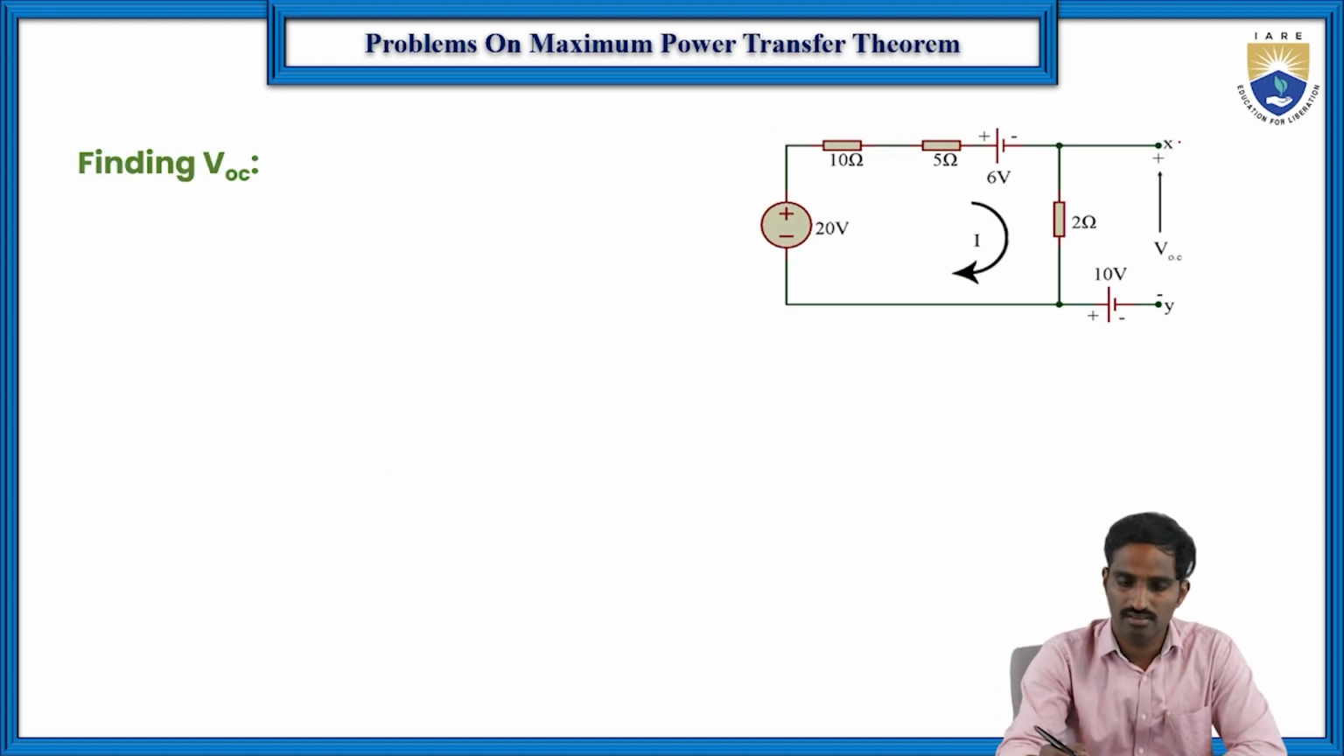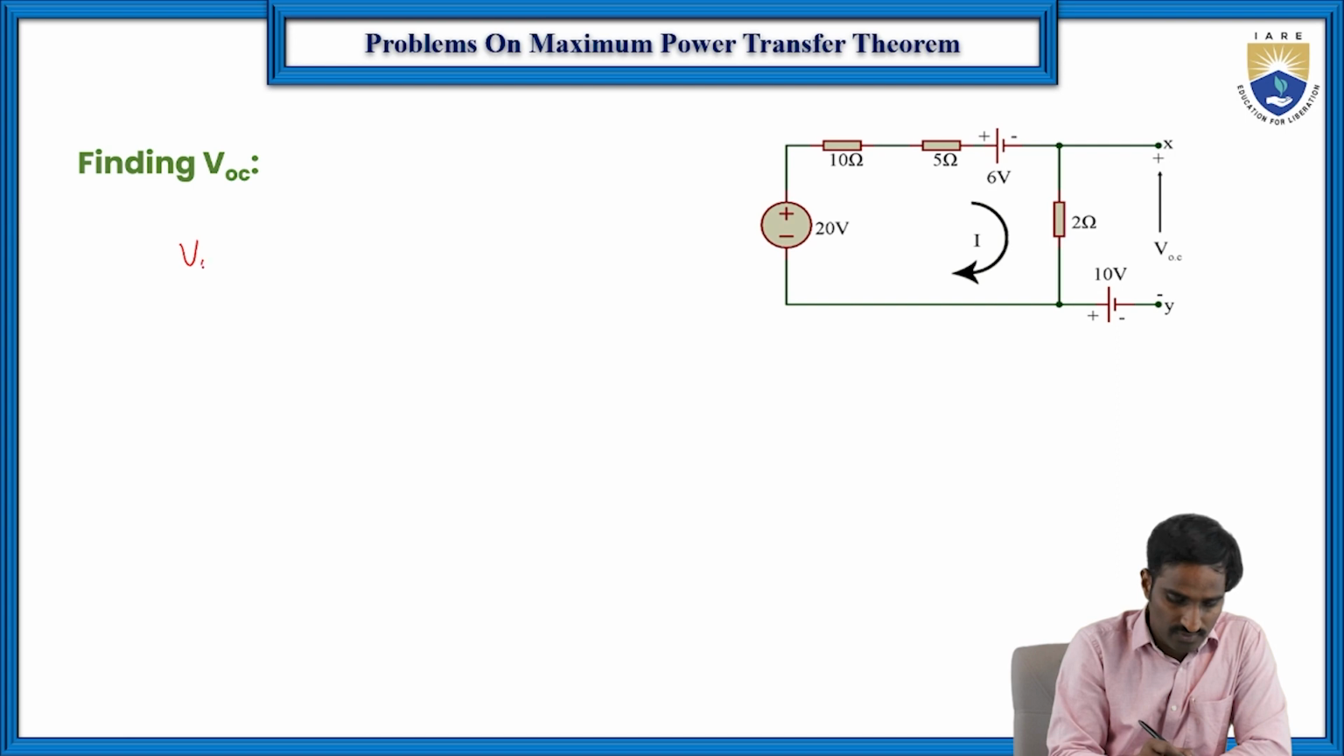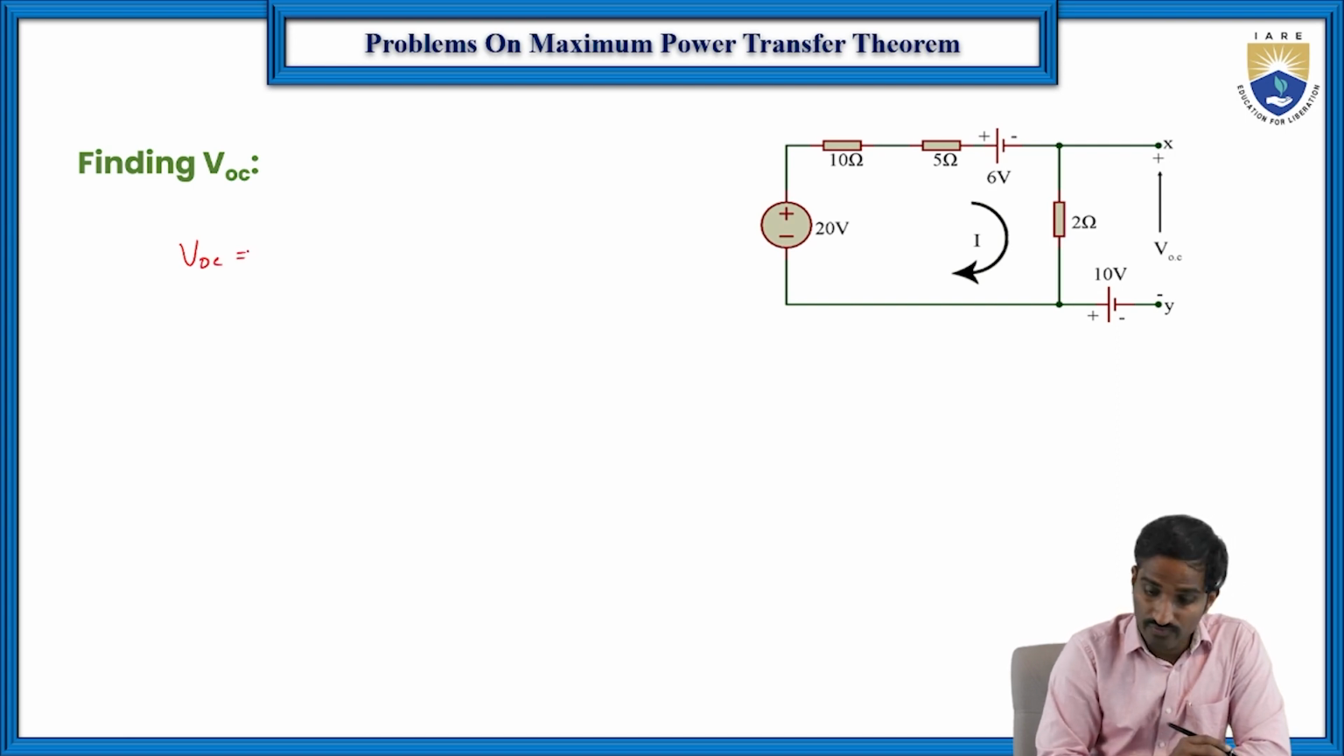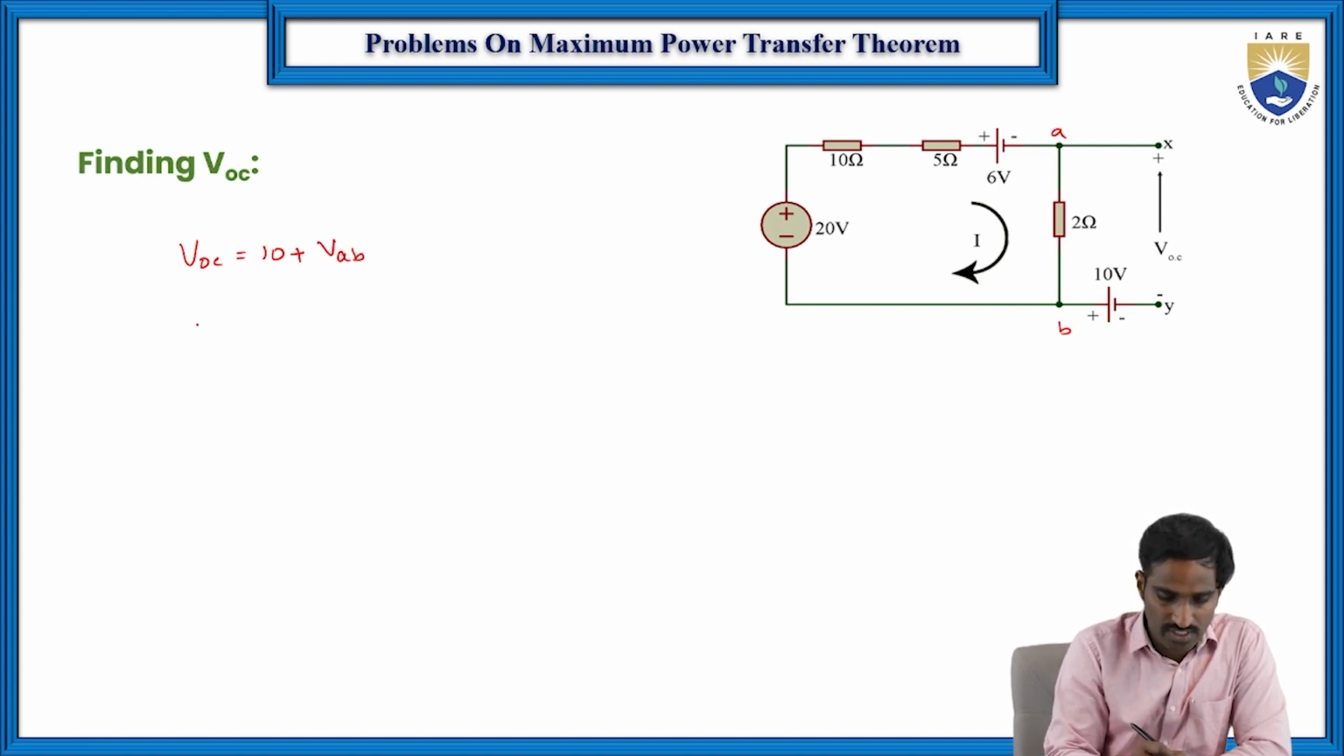Again here the VOC, which is nothing but the voltage across these two terminals, with plus and minus and plus and minus. So VOC is equal to 10 plus, let us consider here it is A and B, then VAB. So first we need to find the VAB. VAB is nothing but, let us consider here the current is I.